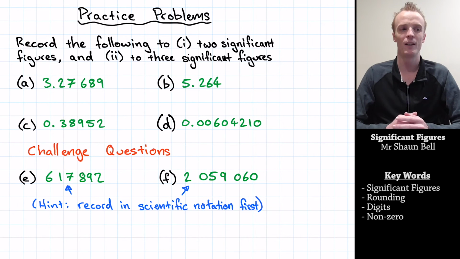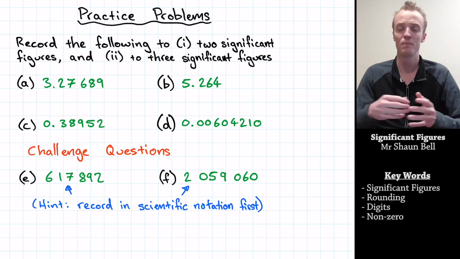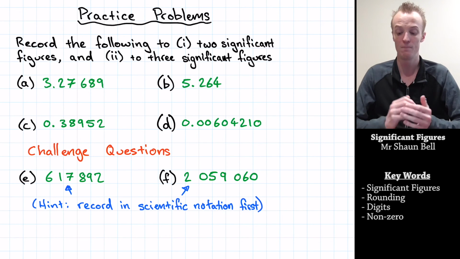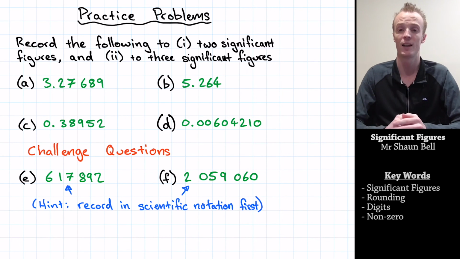So now I'd like for you to have a go. I've got a series of numbers in front of me that I would like you to record to 2 significant figures and to 3 significant figures. There's a couple of challenge questions here that you might need to put into scientific notation first.